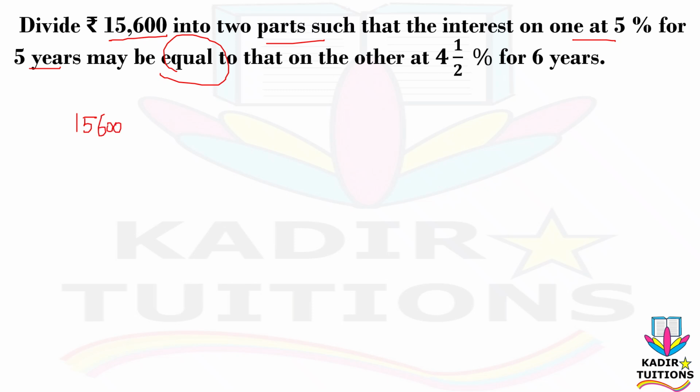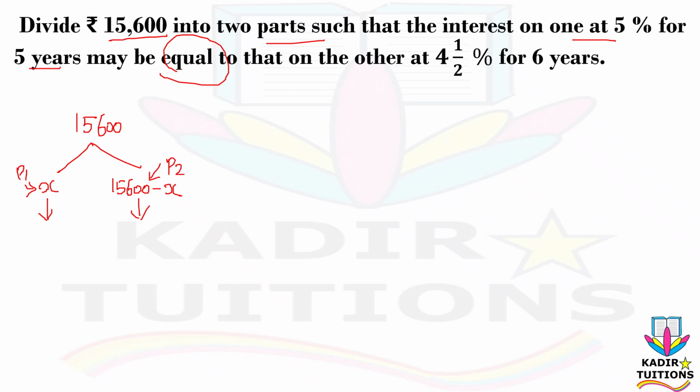There is an amount 15,600 that has been divided into two parts. One part is x. Then what about the other part? Obviously it's going to be 15,600 minus x. For this part we are calculating the simple interest, and for this part we are also calculating the simple interest. So I can consider the first part as P1 and the second as P2.